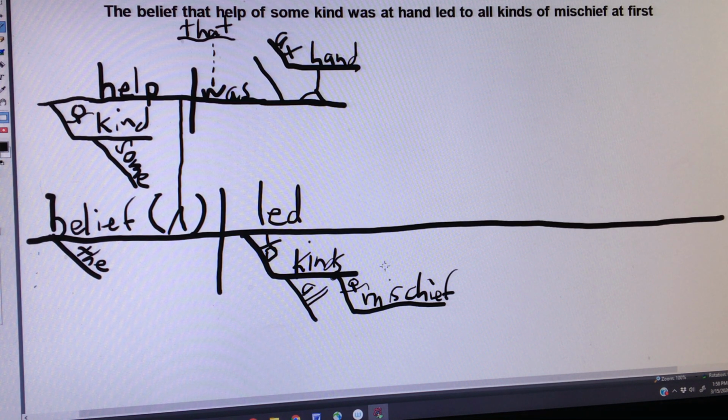And the fact that you could move at first around, you can move it to the very beginning of the sentence: At first, the belief that help of some kind was at hand led to all kinds of mischief. Or you could say, the belief that help of some kind was at hand at first led to all kinds of mischief, or led at first to all kinds of mischief. So the fact that you can move at first all over the place shows that it's not modifying mischief. So we can just put it here.